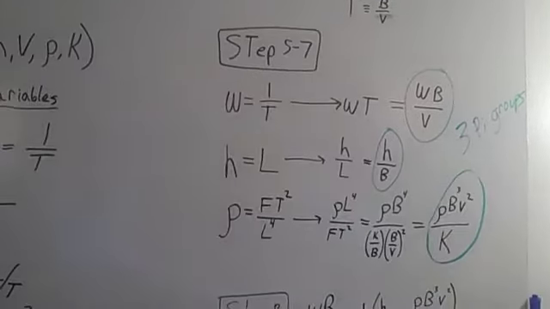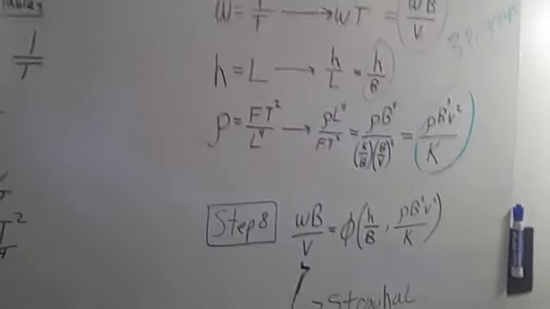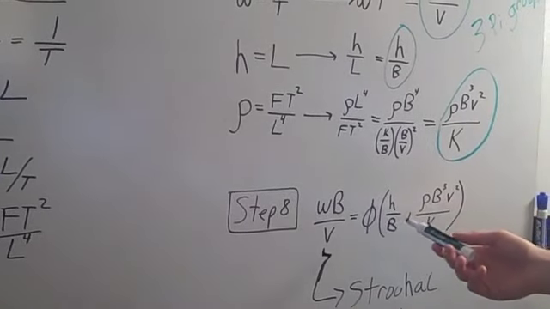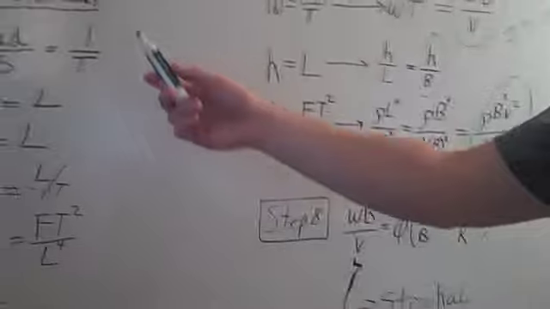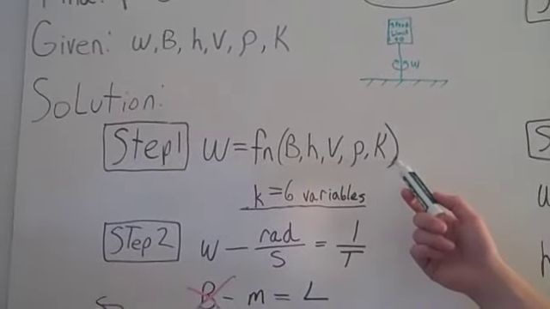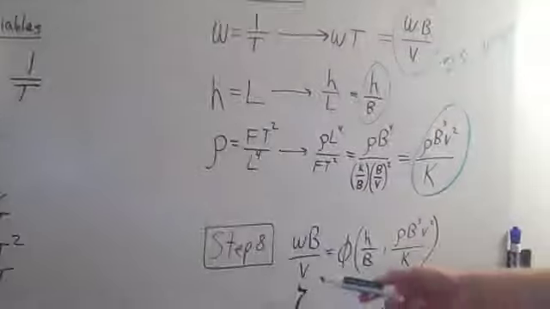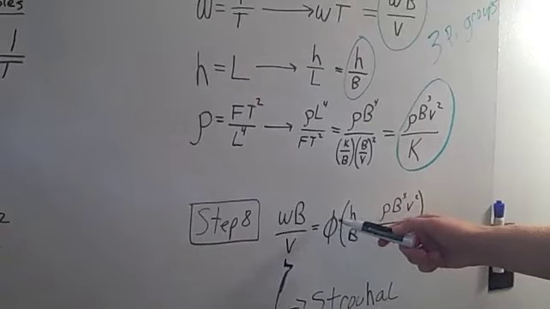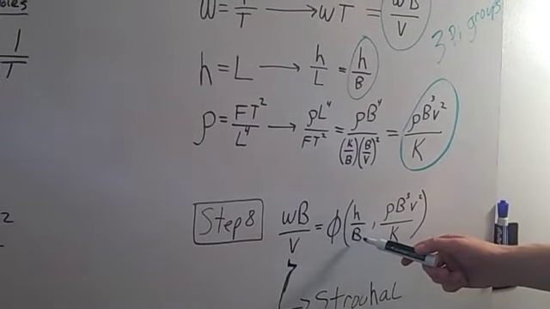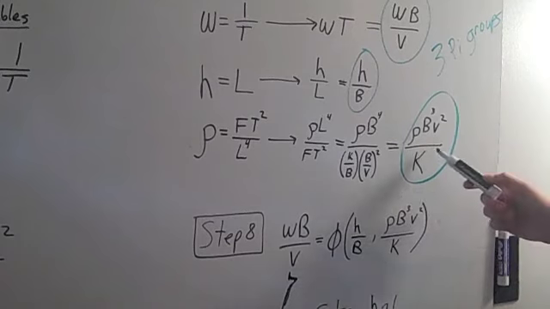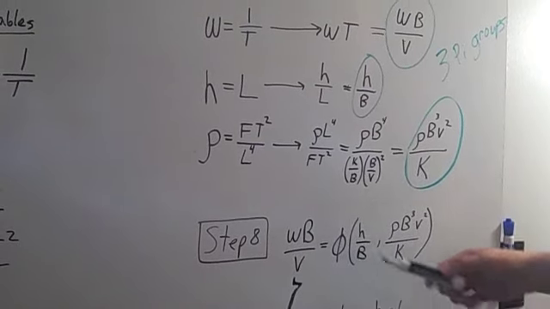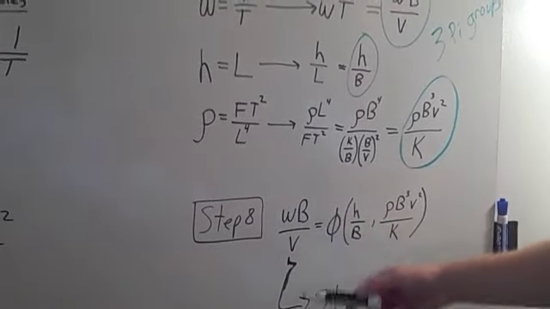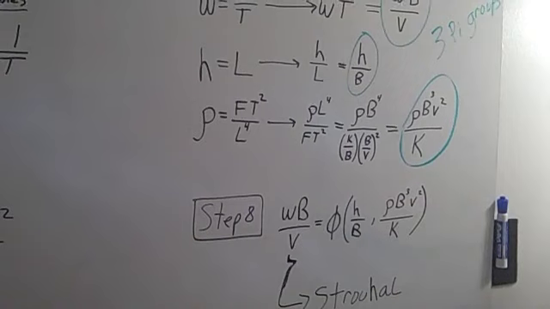Step 8. Express the final form as a functional relationship between these pi groups. So step 8, basically, you take your 3 pi groups and you write them as a function. As you see in step 1, we previously defined omega as a function of the other variables, so we will stick with that here. We see that omega b over v equals phi, which is the same as a function, of the other 2 pi groups, which are h over b and rho b cubed v squared over k. This is your final answer for this question, and also it was noted that omega b over v is commonly known as the Strouhal number.